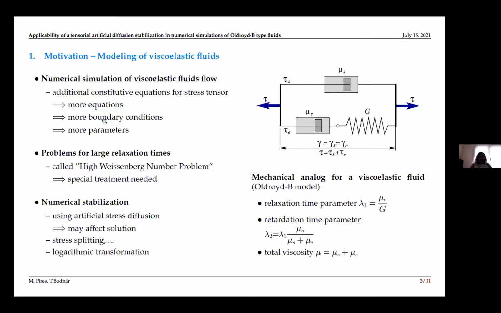Because of all these ingredients, the numerical simulation of viscoelastic fluids is very complex. In addition, large values of the relaxation time are associated with the breakdown of the numerical solution. This problem is called the high Weissenberg number problem. The Weissenberg number is a non-dimensional parameter linearly proportional to the relaxation time, as we are going to see. To avoid this high Weissenberg number problem, we need a special numerical treatment. For example, we can use the artificial stress diffusion, as we did in this work.